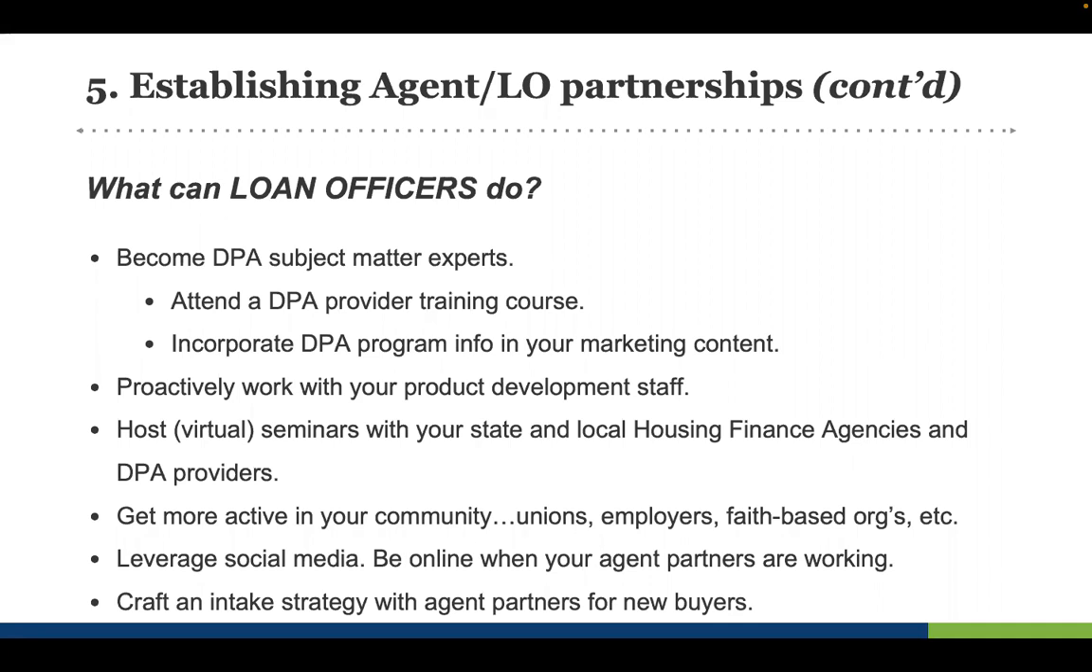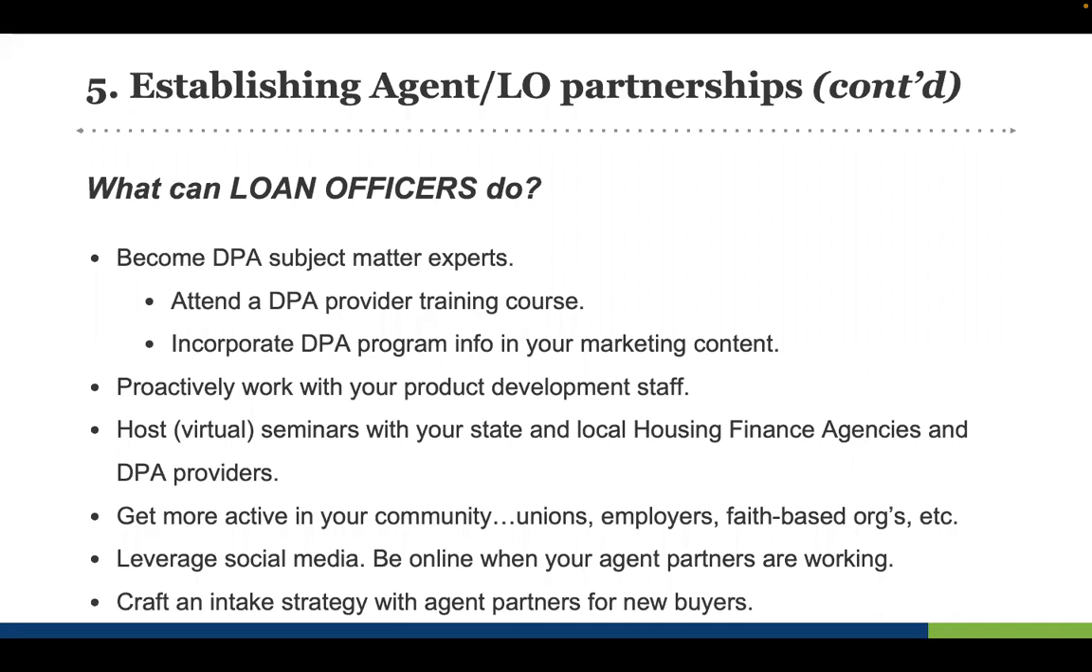Ask your corporate product development folks, hey, what programs do we have approved in our market? What's available to us now? And if you hear about another program, something new hits the market, bring it to your product team. Maybe it's secondary marketing or capital markets. Whoever owns down payment assistance programs for your company, take those ideas to them and make sure you've got all the right programs lined up for yourself.